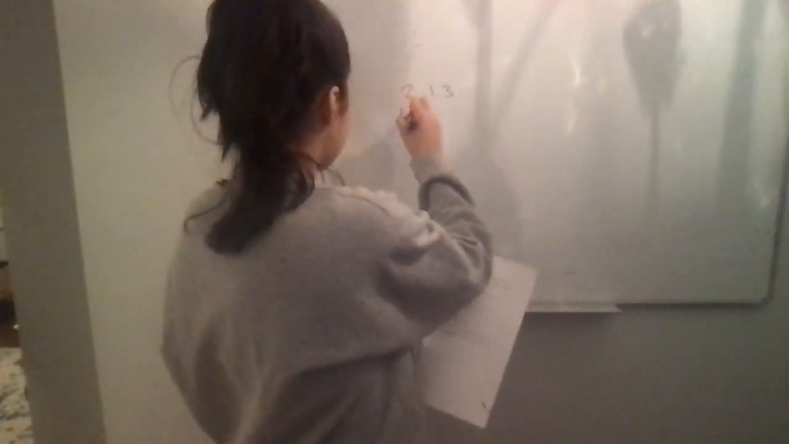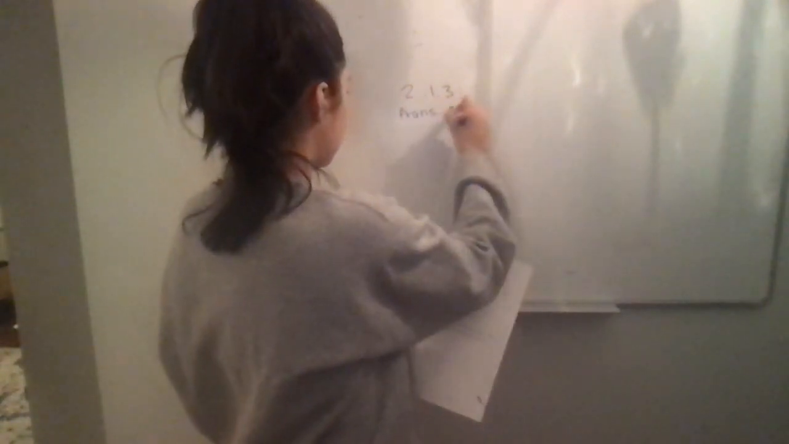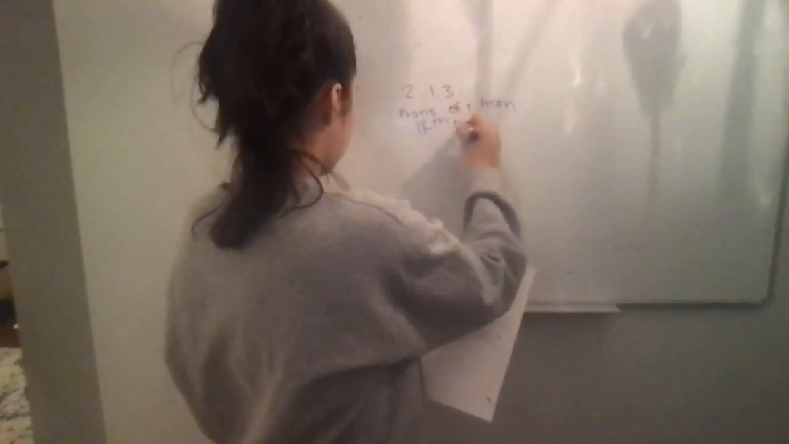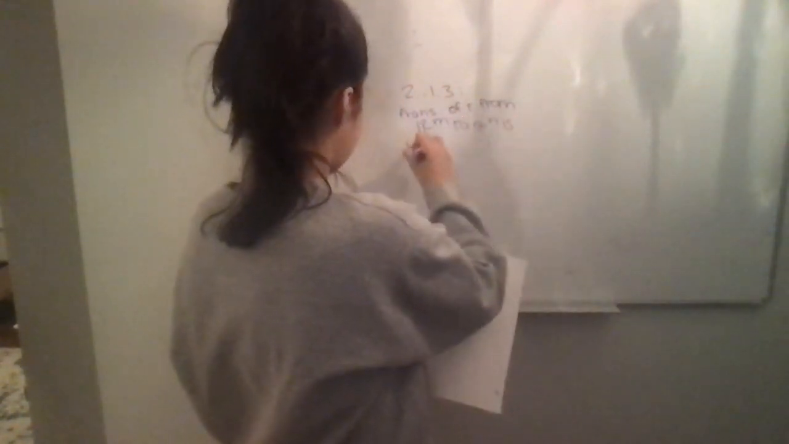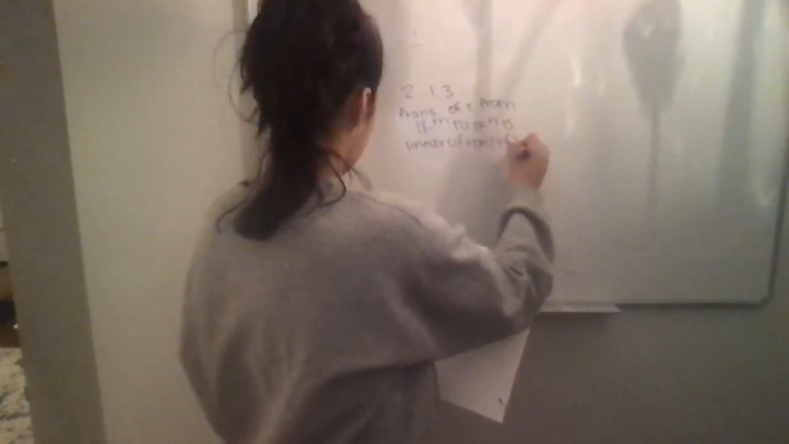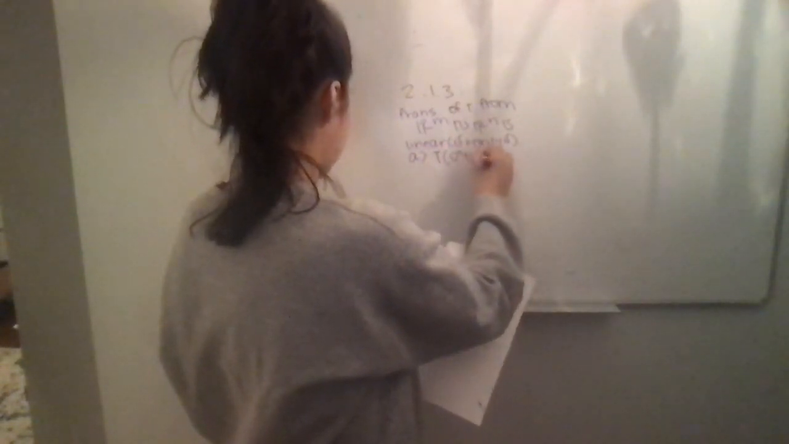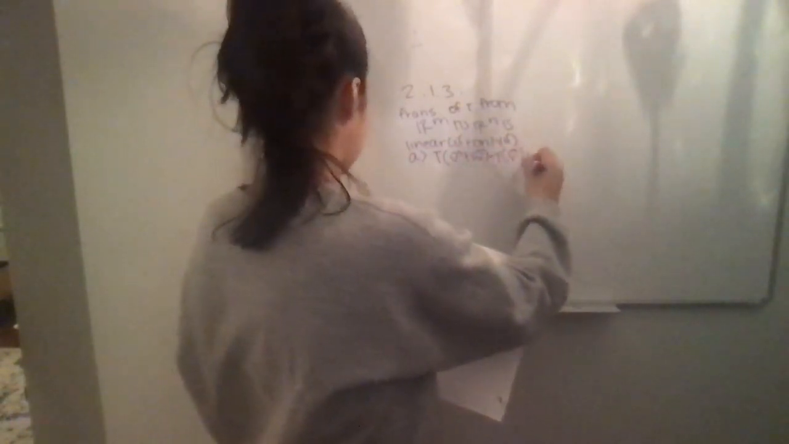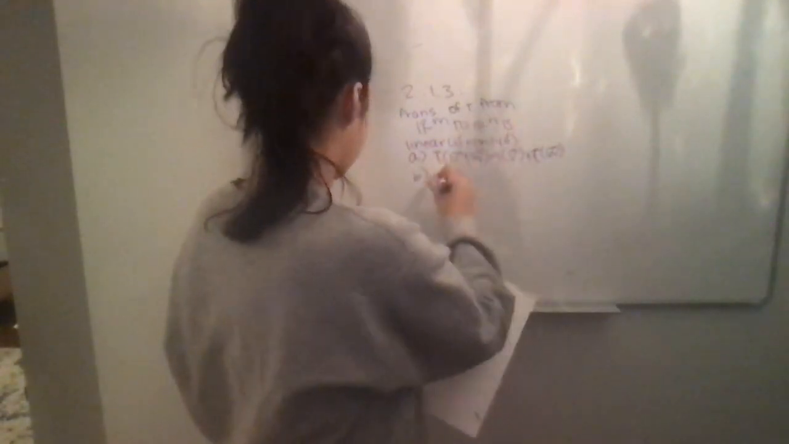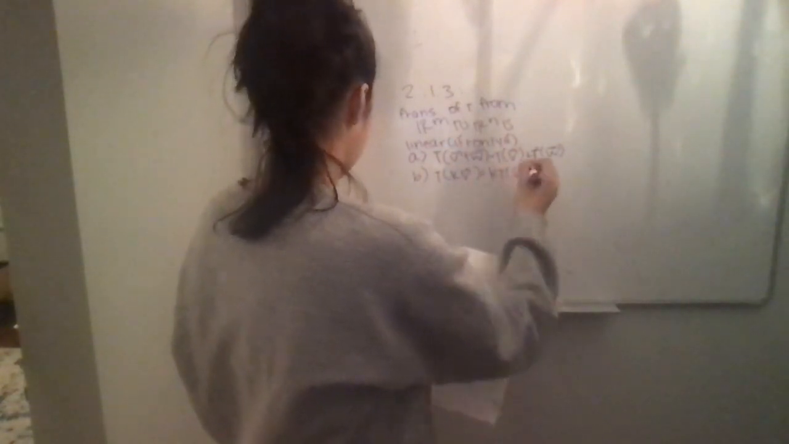A transformation T from space R^m to space R^n is linear if and only if A, this law that I just talked about, is true, and B, this law is true.